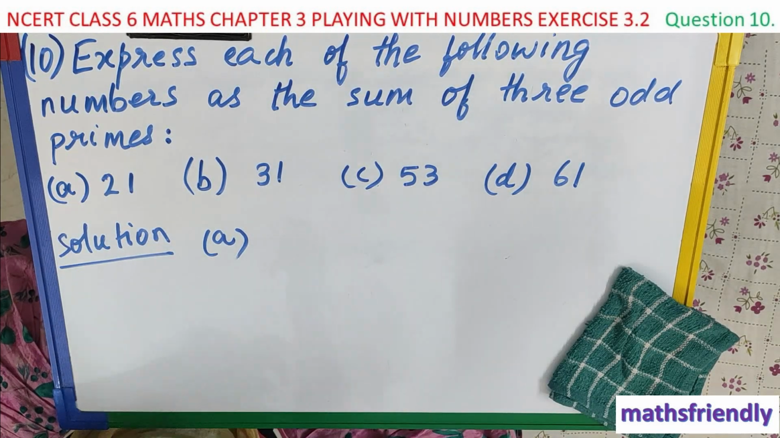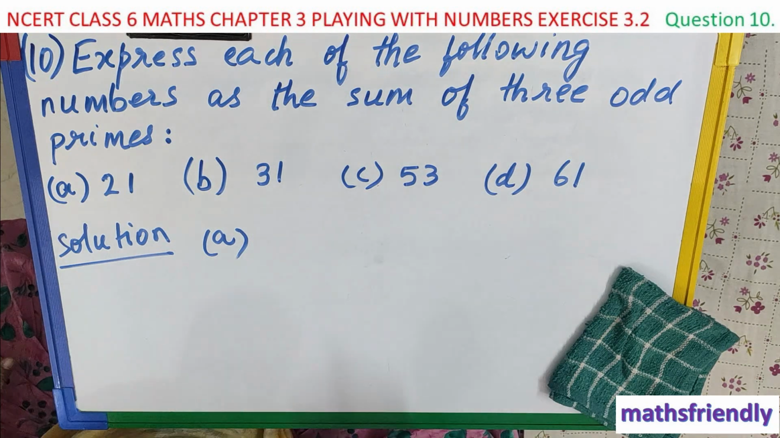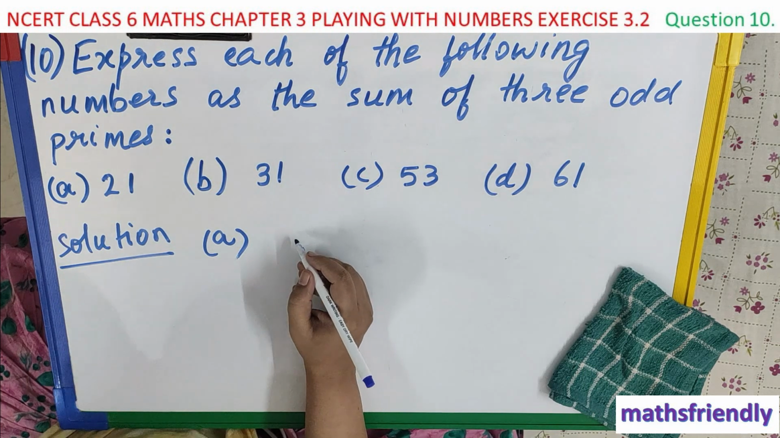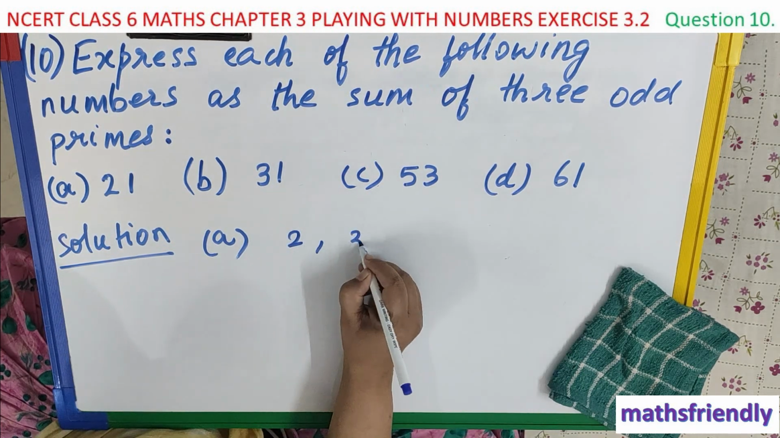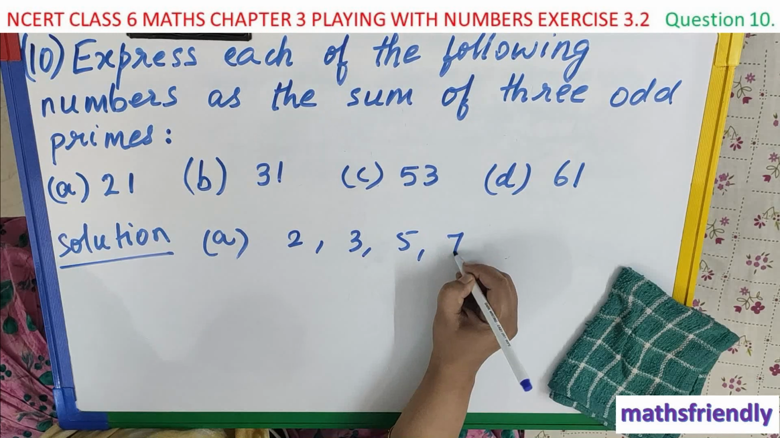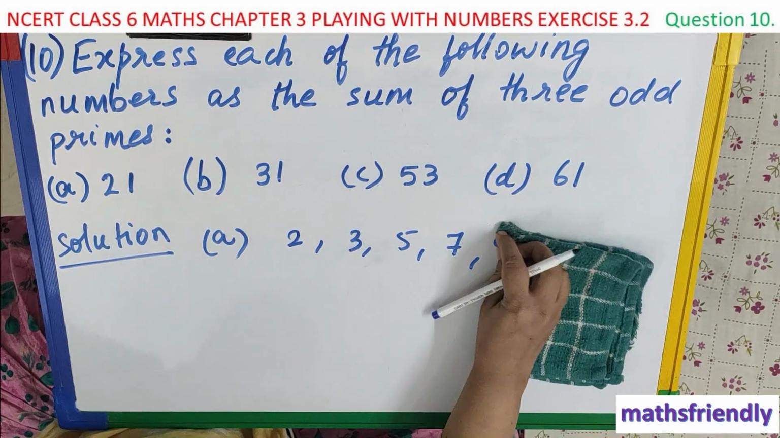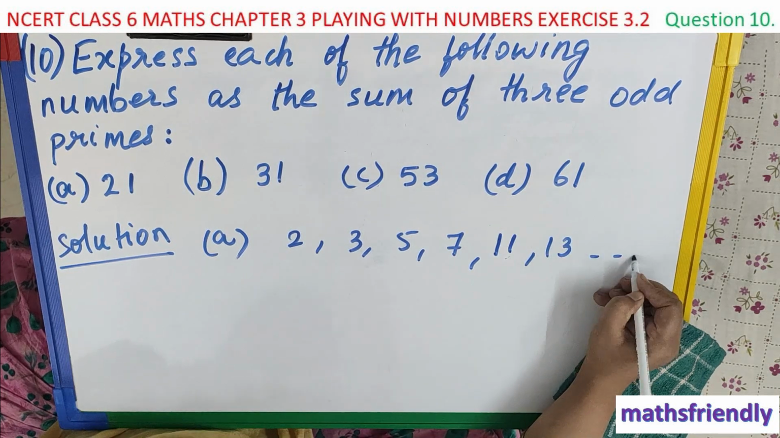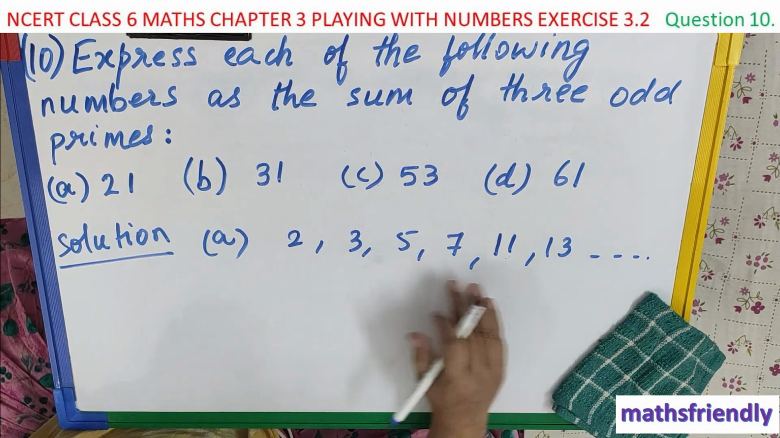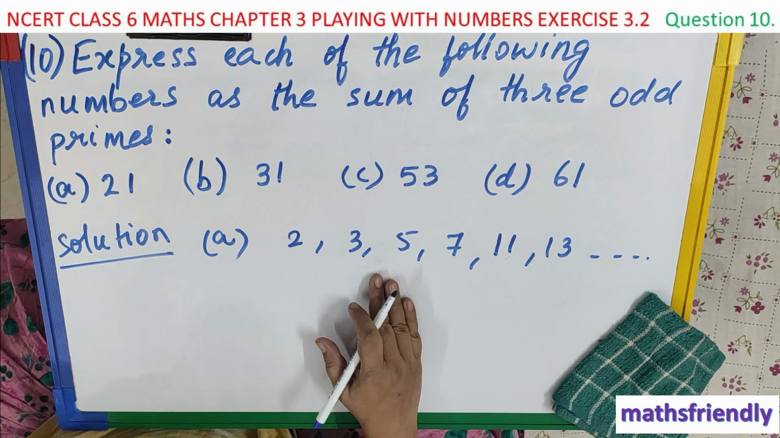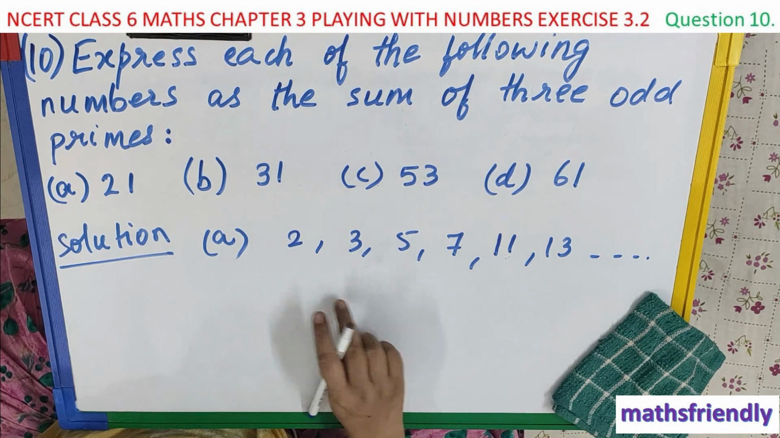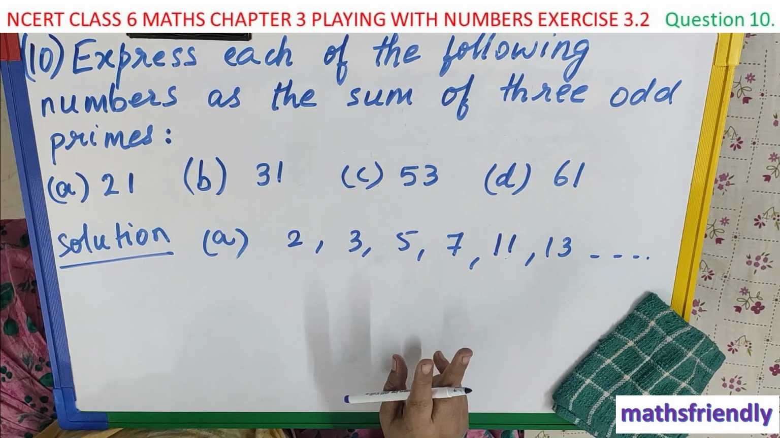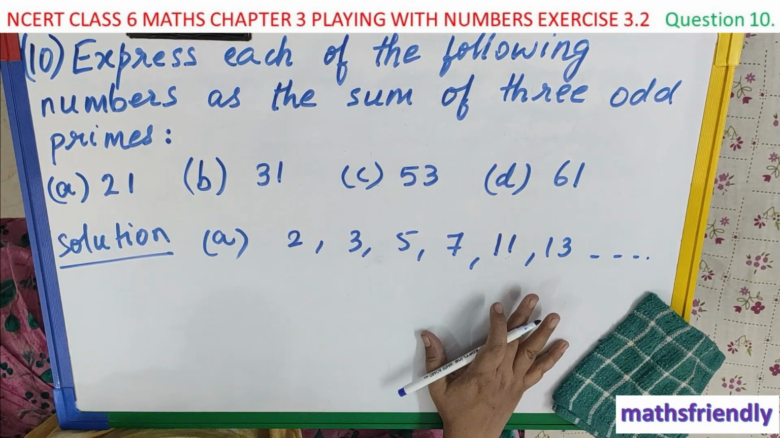We know what odd numbers are, but let us first see about prime numbers. 2, 3, 5, 7, not 9, 11, 13 and so on are prime numbers. Prime numbers are the numbers which have only two factors, meaning they are divisible by only two numbers. This is the definition of a prime number.